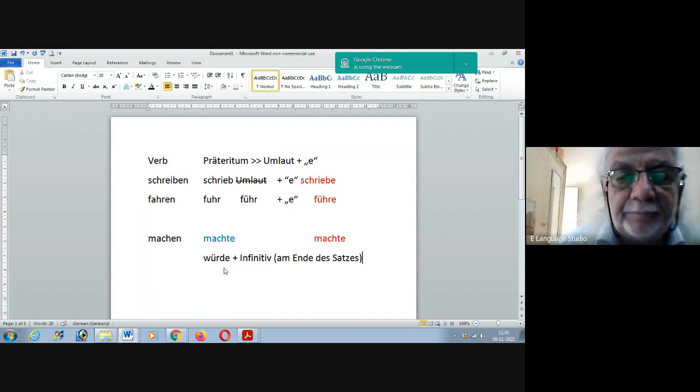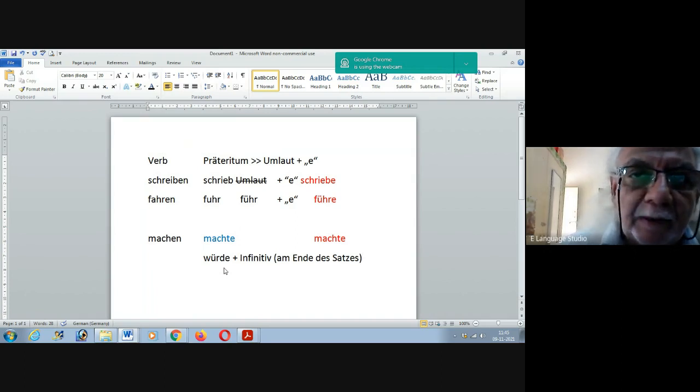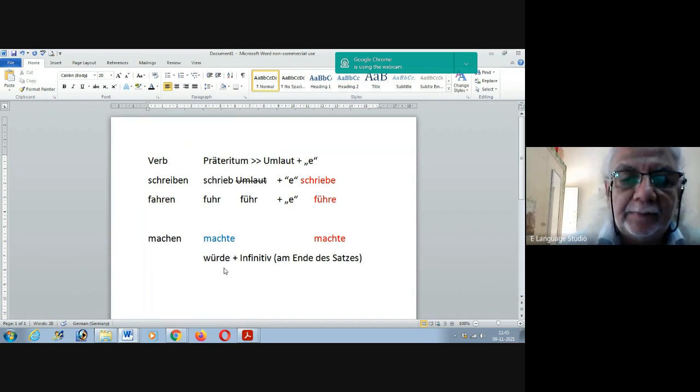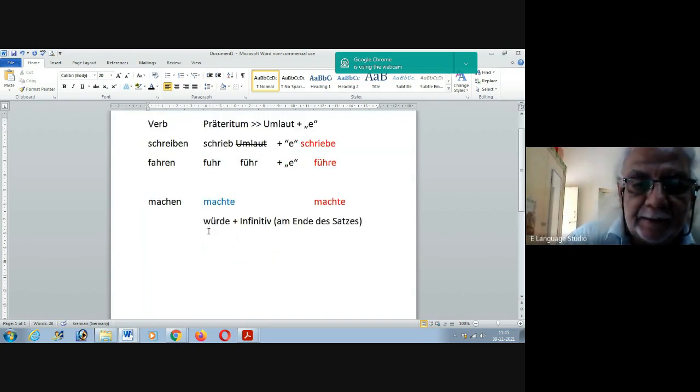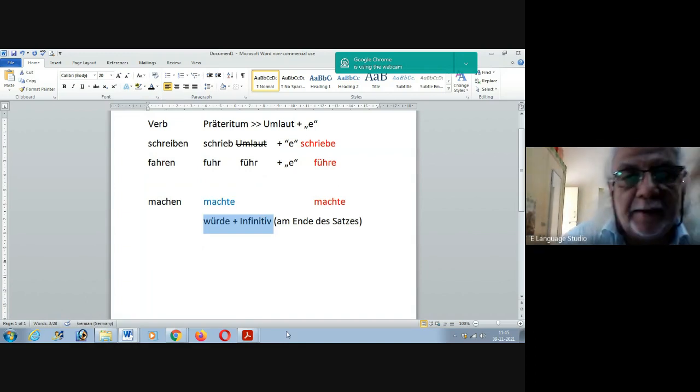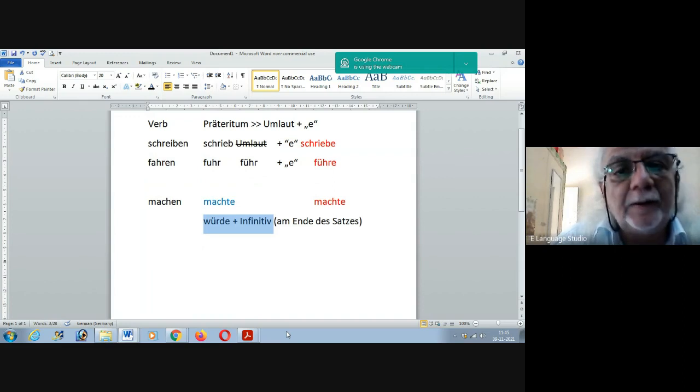Würde plus infinitive at the end of this sentence. Würde schreiben, you don't want to say schriebe, würde schreiben. You don't want to say führe, würde führen. With machte, because the other person is not able to make out, würde machen. Simple. So würde plus infinitive is K2, conjunctive 2, for any verb, whether weak or strong.